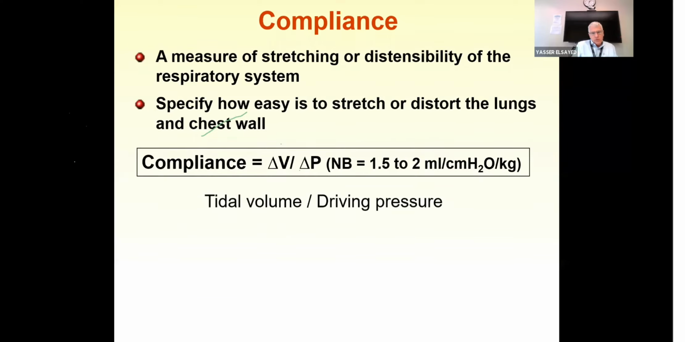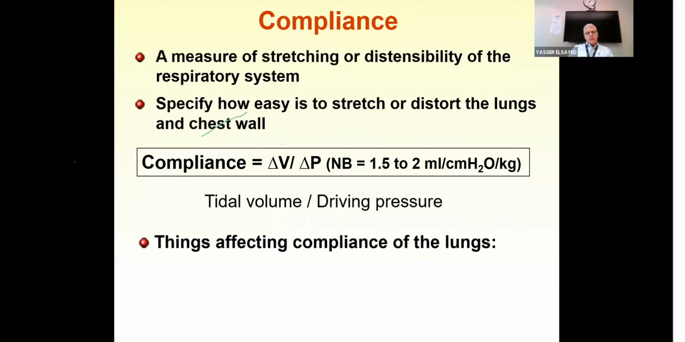And the formula that we use for compliance is change in volume over change in pressure. So how much the volume of the lungs changes when we change the pressure, okay? And the normal value for a newborn baby is between 1.5 and 2 mLs per centimeter water per kilo, okay? So basically, during normal breathing or mechanical breathing, it is the tidal volume over the driving pressure, okay?